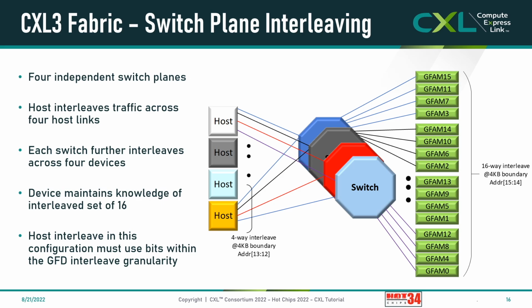Each switch plane performs a second level of interleaving using request address bits 14 and 15. The end result is that 4K pages are interleaved across 16 GFAM devices with a significant overall bandwidth increase for access to the specific range of memory. GFAM device interleaving will normally provide higher application performance by spreading the accesses of the memory region across multiple devices, thus providing higher overall bandwidth to that region and avoiding memory hotspots.